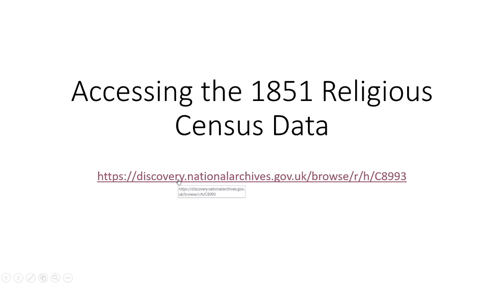So the purpose of this video is to show you how to access the 1851 religious census data, which is stored at the National Archives. It's stored as a set of PDF files, photocopies of the original census returns. The address that you have to go to access these things is terribly non-memorable. It's the one shown here on this particular slide, and if we click it now, we should go directly to the archive in the web browser.